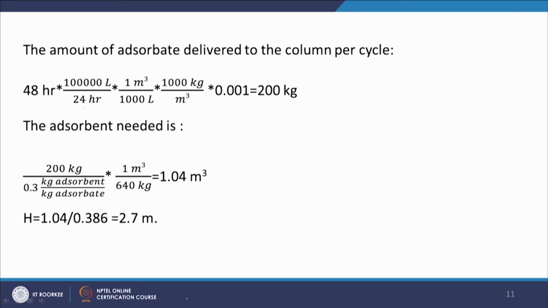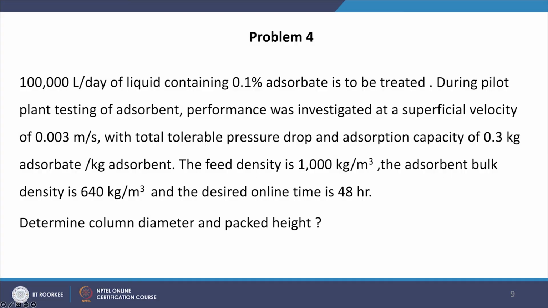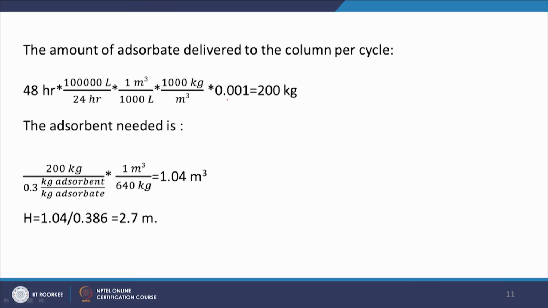This is the mass of the total inlet, but we have to calculate the amount of adsorbate delivered. What is the percentage given? The percentage of adsorbate is given as 0.1%. So, we multiply by 0.001, and this value comes as 200 kg. This 200 kg is the amount of adsorbate delivered to the column per cycle.